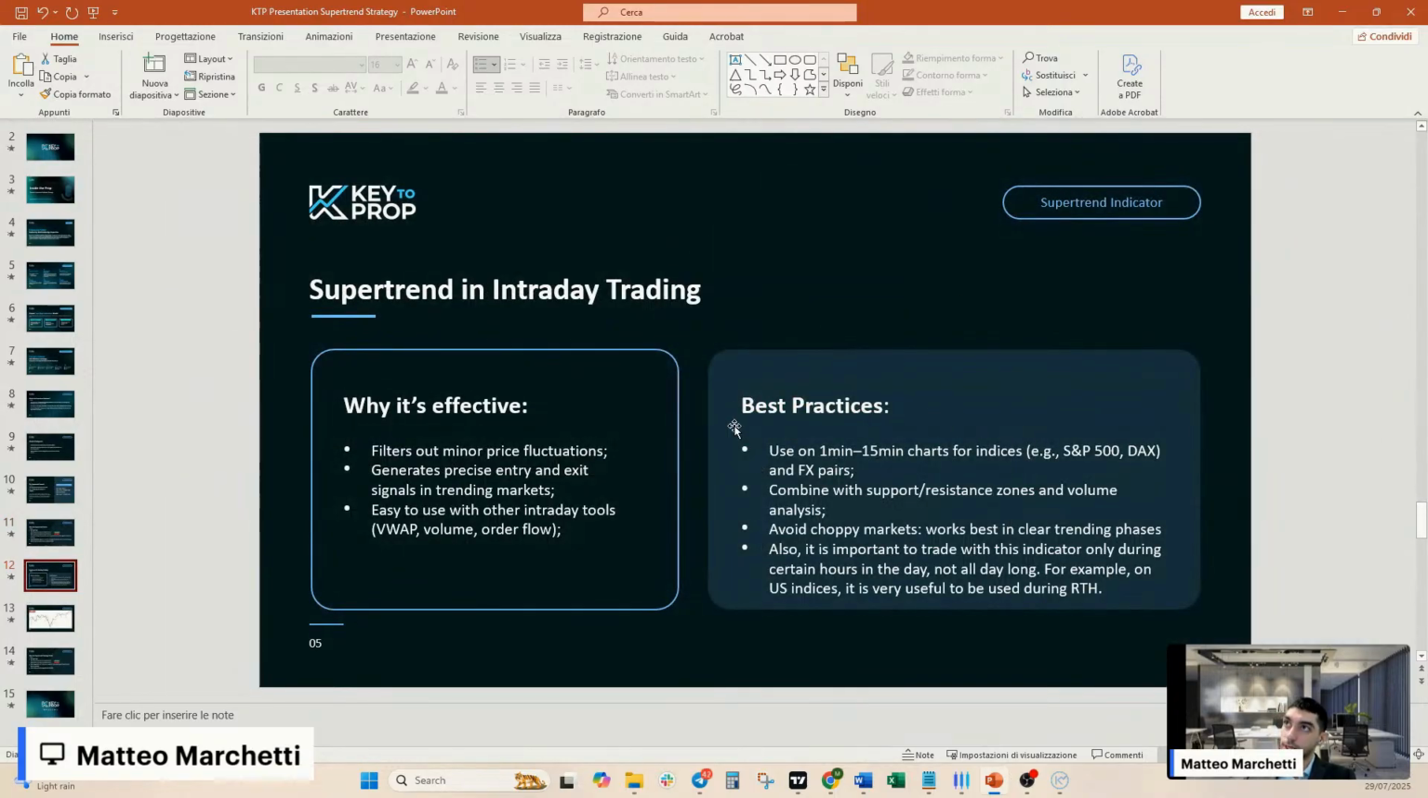So here you can find some of the best practices we use to implement these strategies. Of course, this is an intraday trading strategy. You can also use the super trend to trade on daily charts or 4-hour charts, 1-hour charts. But we prefer to use it from an intraday perspective, let's say. So we use it on 1 minute to 15 minutes time frame charts for indices and FX pairs.